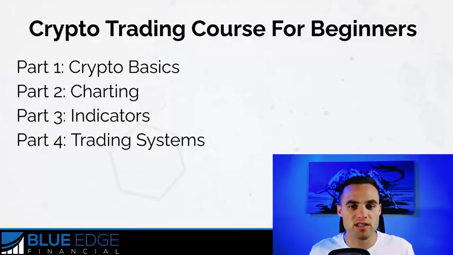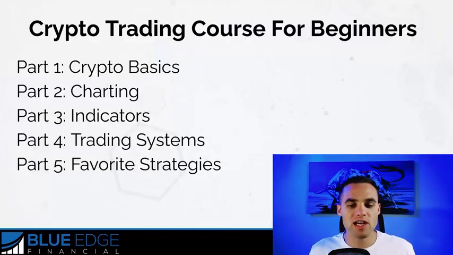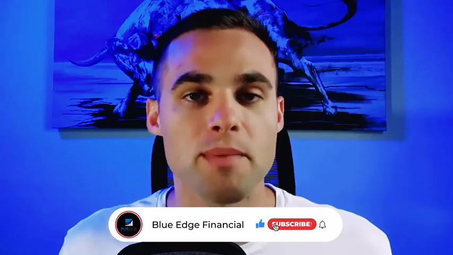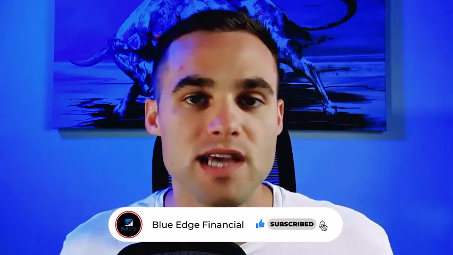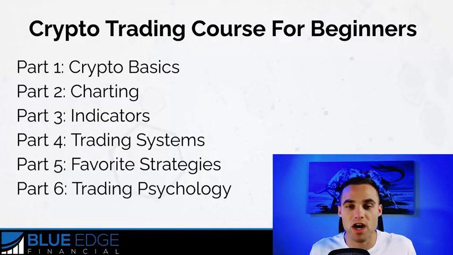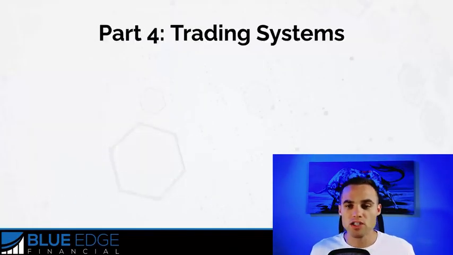In this video, we're going to be talking all about putting together your trading system. So here's where parts 1, 2, and 3 all start to come together. We're going to be talking about the different components of a trading system. And then next week, we're going to be talking about my actual favorite trading strategies. But it's important that you understand part 4, what we're talking about right now, so you understand the components that make up a successful trading strategy. And then in part 6, we're going to talk about trading psychology. So let's go ahead and dive in here.